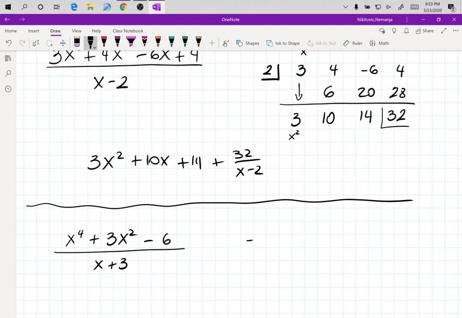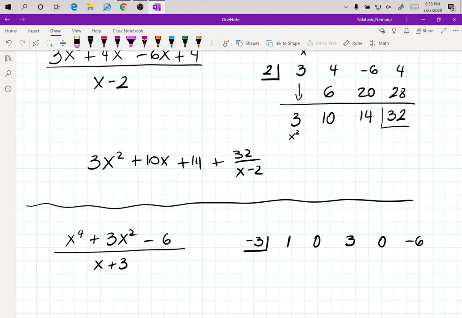We use opposite sign, so negative 3. And now we are going to place 0 placeholders for every term that is missing. So the highest one is x to the 4th, that gets a 1. X cubed is missing, so that's going to be a 0. X squared is present, that's a 3. X is missing, that's a 0. And then negative 6 on a constant. So you have your x to the 4th, x cubed, x squared, x, and a constant. Right?